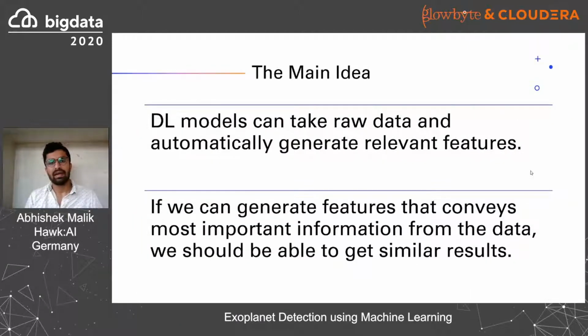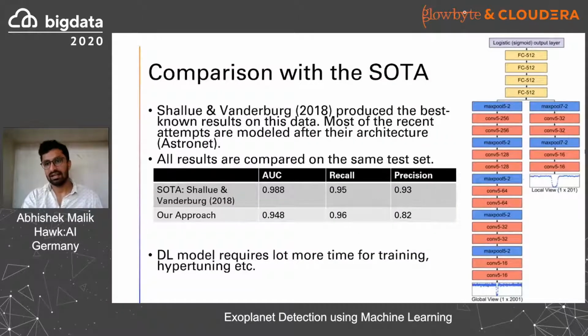Now, let me tell you the main idea behind this work. We all know that a deep learning model can take raw data and automatically generate relevant features. For example, if you give a deep learning model like this a photo of a face, the convolutional layers here will automatically break down the photo into small features, and then the final part, the fully connected layers, will find out what features are actually crucial for the task or not.